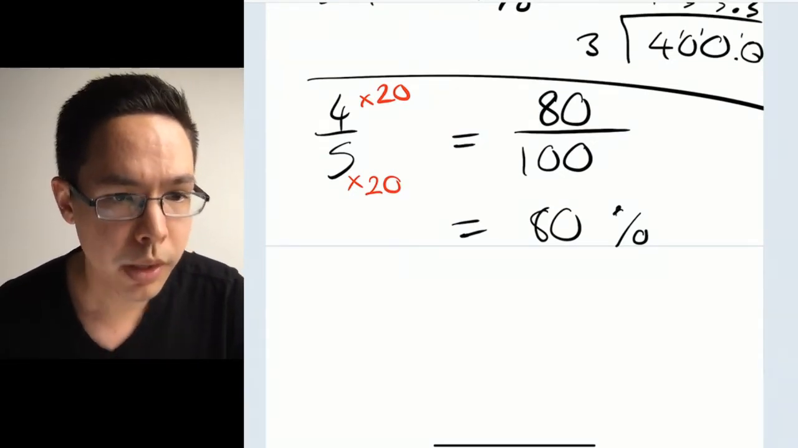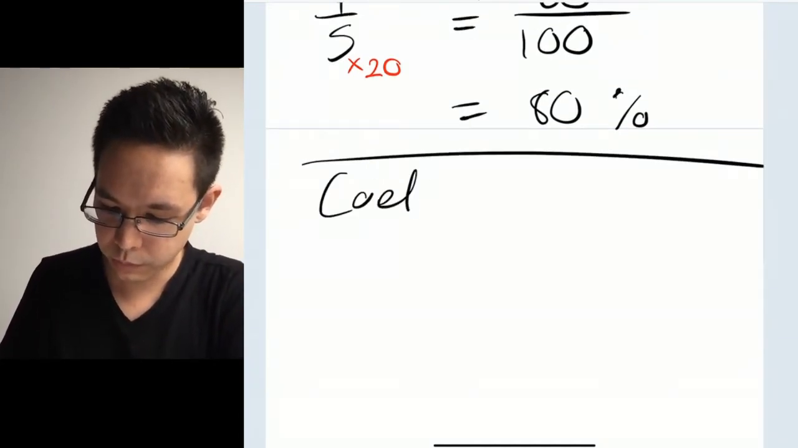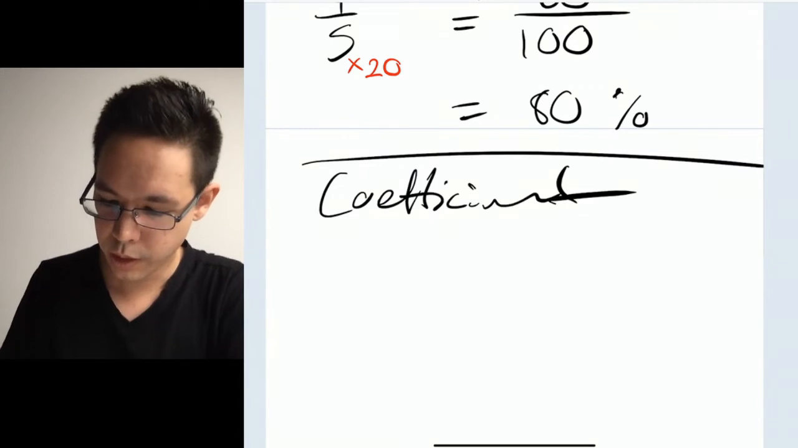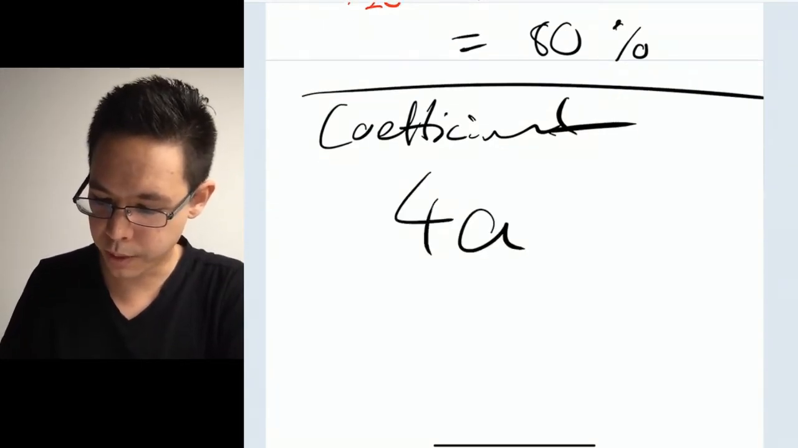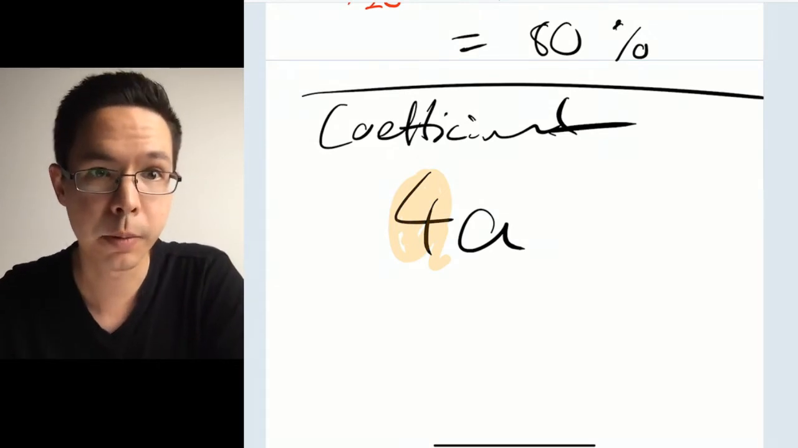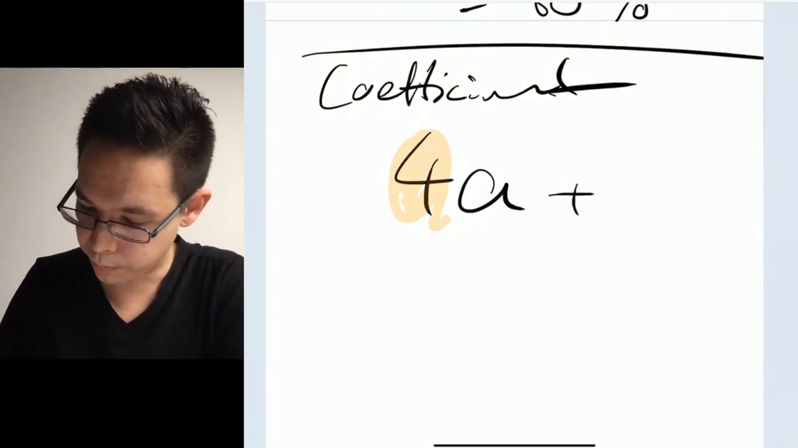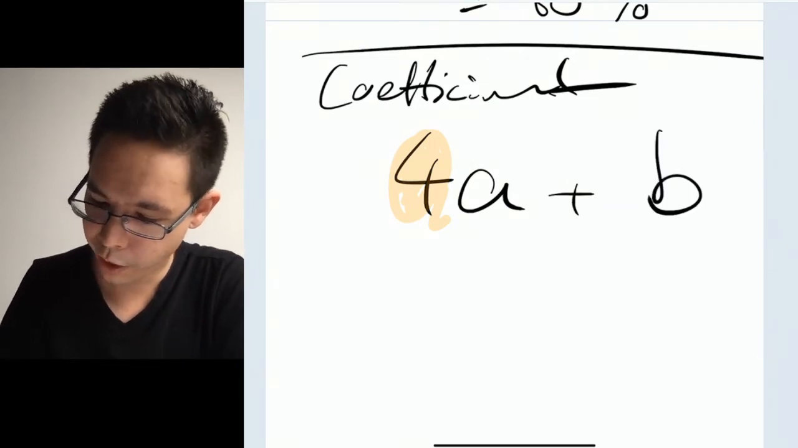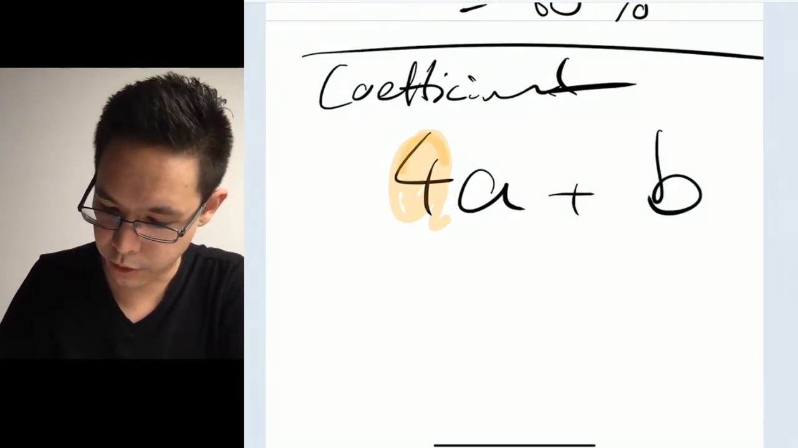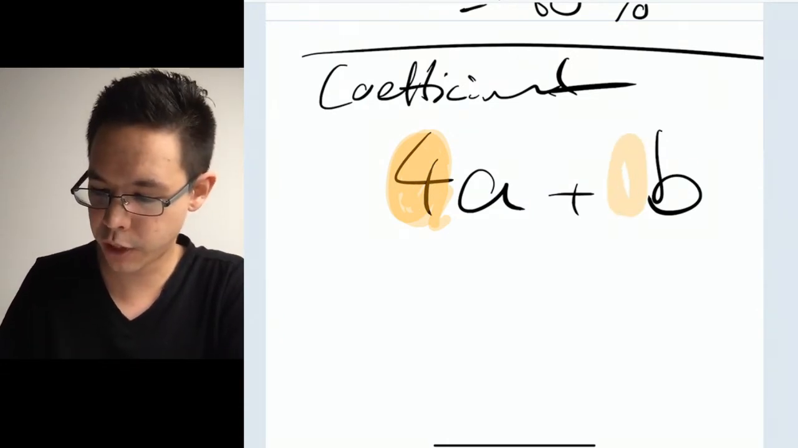41, sorry. What does coefficient mean? Coefficient means basically any number in front of a pronumeral or in front of a letter. Okay, so if I've got this expression here, I've got a coefficient of 4, okay? I've also got a coefficient over here, but it's invisible.